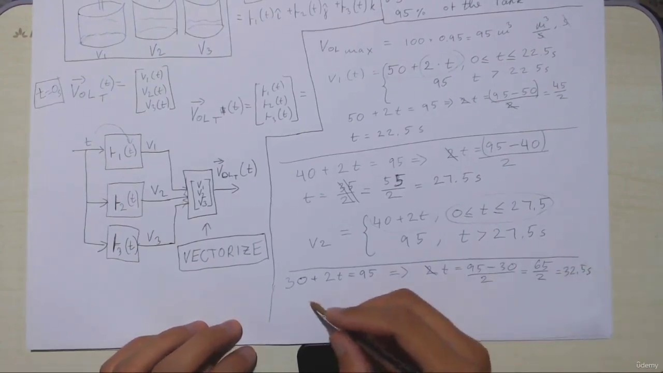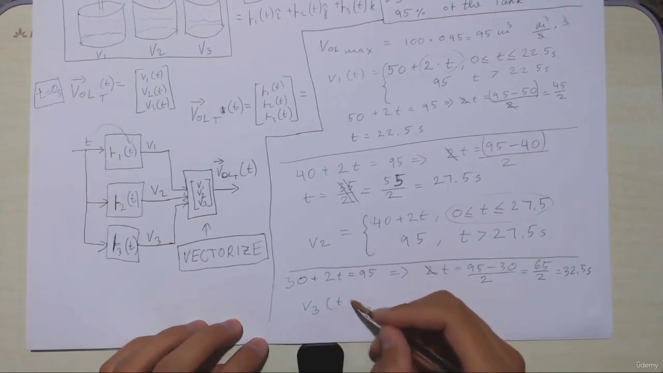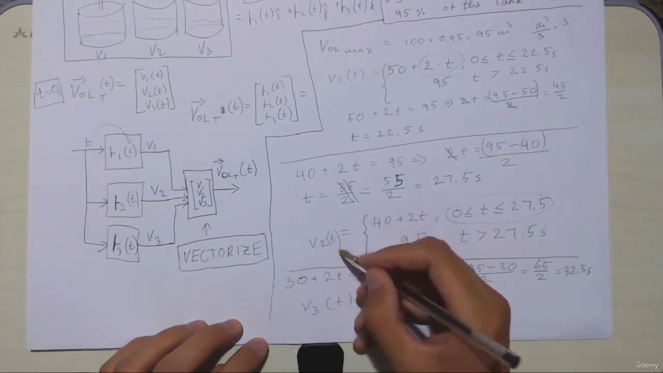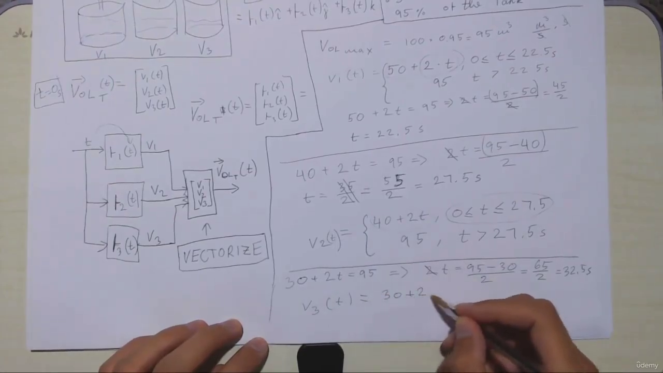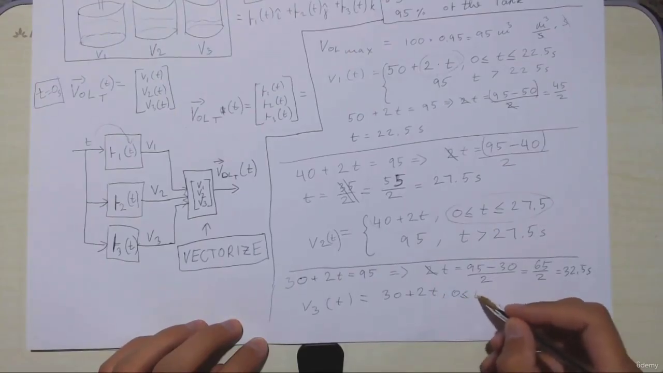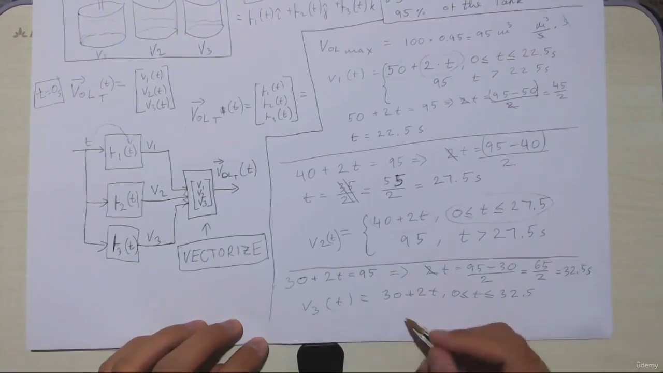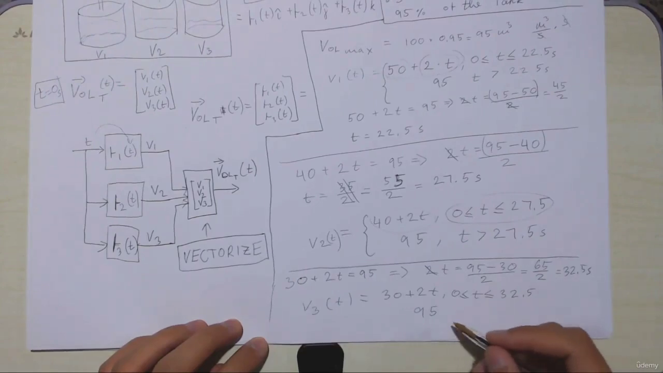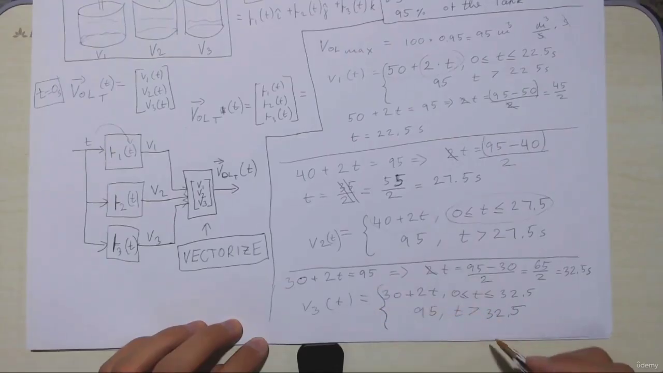And now we're just going to write it down like this. Tank 3 as a function of time, and by the way, tank 2 was also a function of time, equals 30 plus 2t when the time goes from 0 up until 32.5 seconds, and then stop, or have 95 cubic meters of water in the third tank when the time is after 32.5 seconds. And again, it's a piecewise defined function.